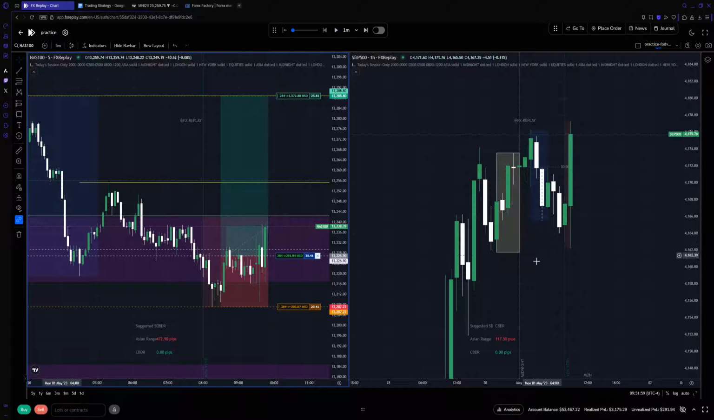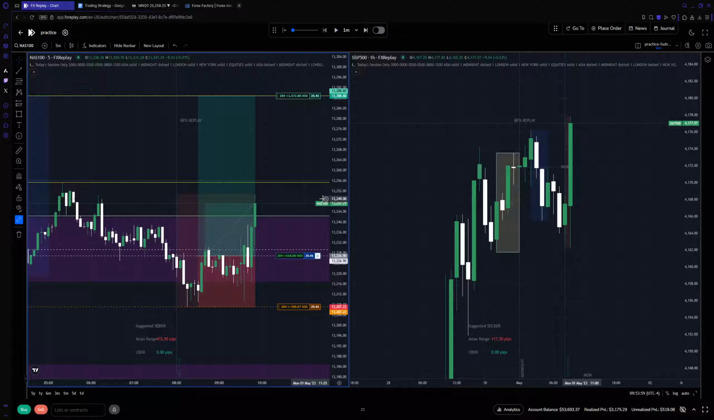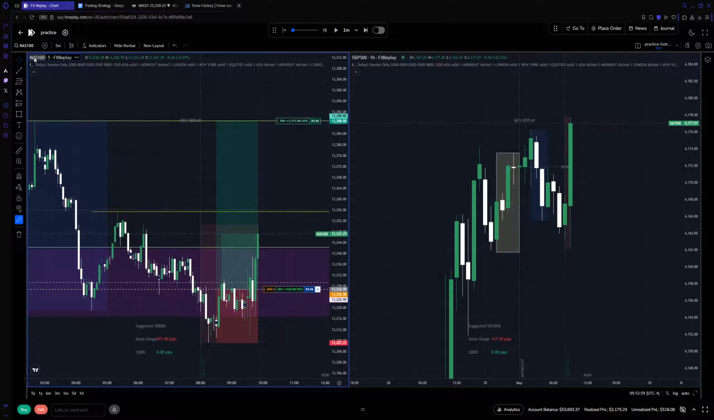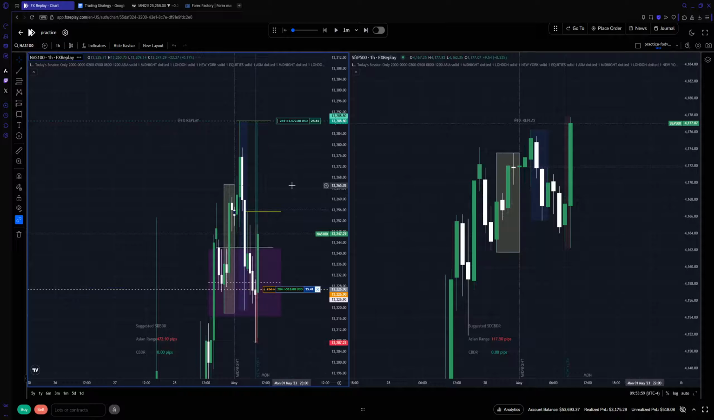Okay. We're putting in an SMT, which I don't like. SMT took it. I want to see... Okay. I like that right now, so I actually can move this to break even. We could take first partial. Let me just see really quick.